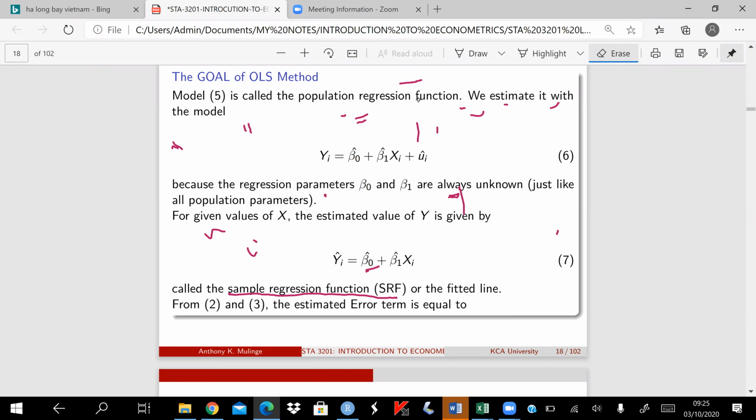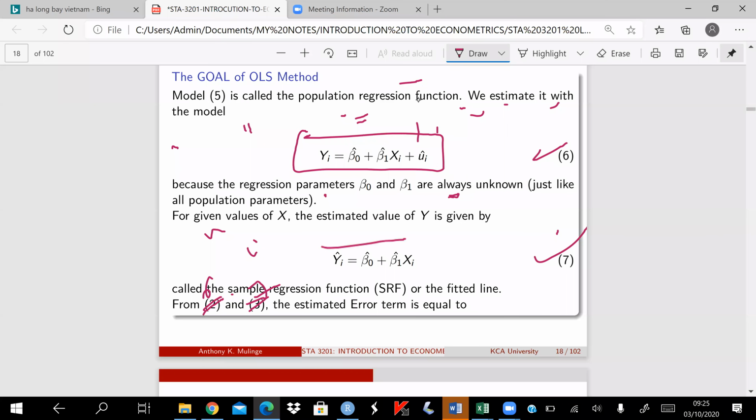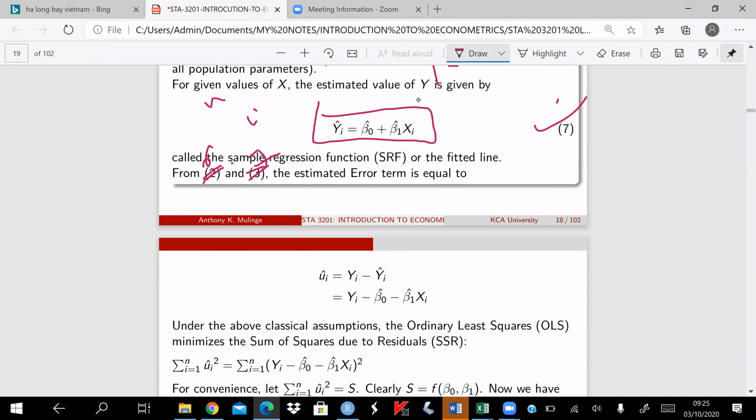Then I think there's an error in my notes here. The reference I've given here is not correct. So from equation 6 and 7, if you use equation 6 and 7, not 2 and 3, this one should be 6 and 7. The error term. So now using this equation and this one, we're able to estimate the error term also. Because as you can see, the error term is the guy which is omitted there. So we can say that the error term is given by yi minus yi hat.